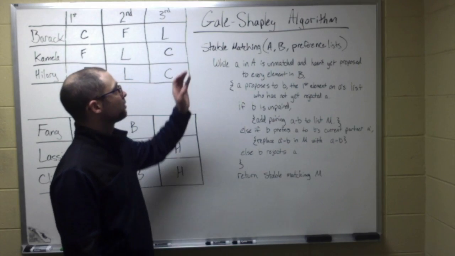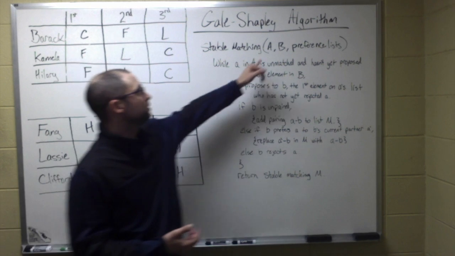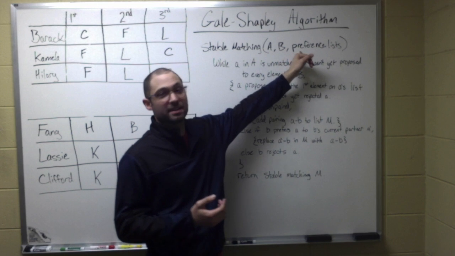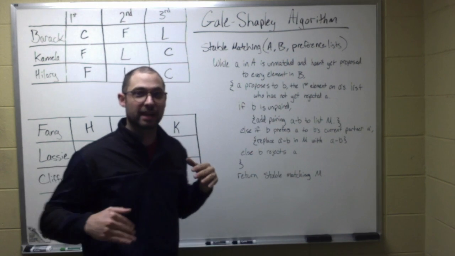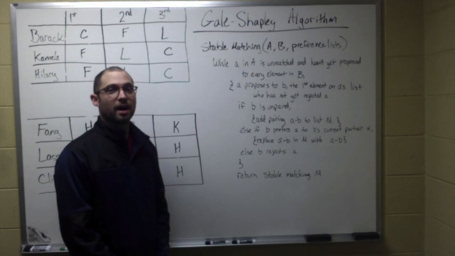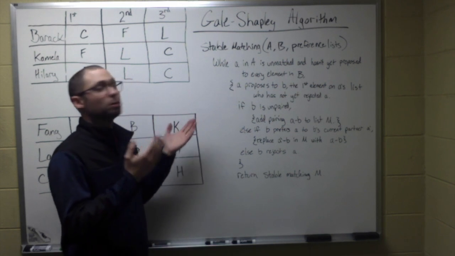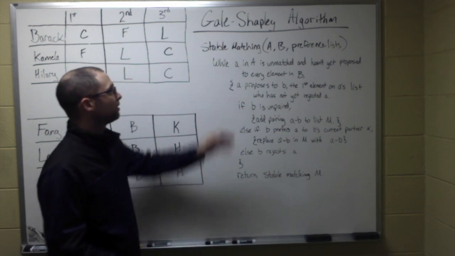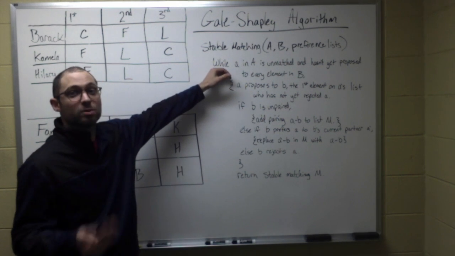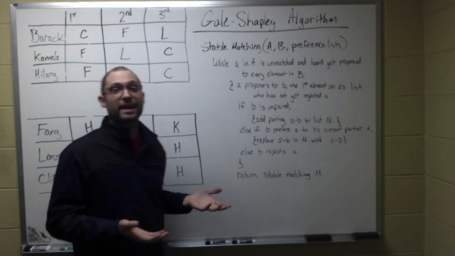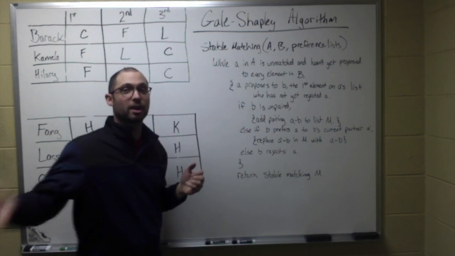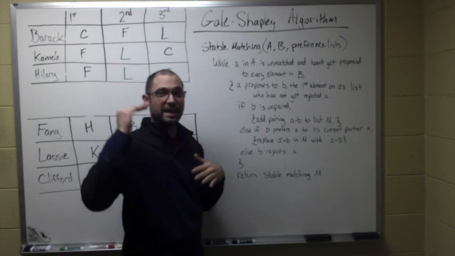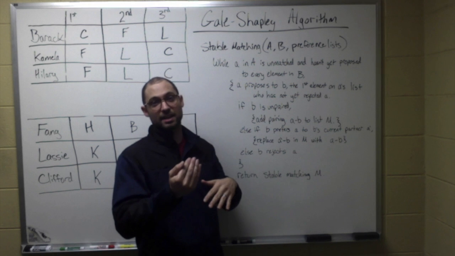So the Gale-Shapley algorithm has, as inputs, two sets, A and B, and each element has a preference list of all the elements in the other set. You have two groups, one doing the proposing and one being proposed to. While there exists some element in the proposing group that is unmatched and hasn't proposed to every element in the other set yet, it'll propose to the next element on its list that hasn't rejected it yet.